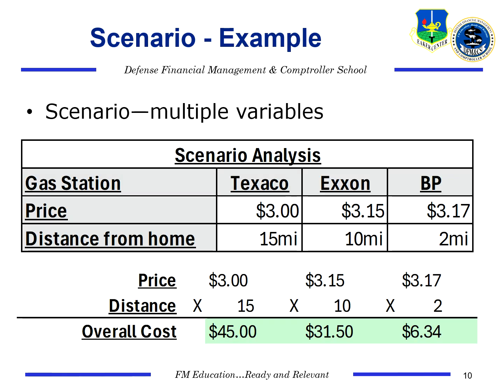So diving deeper into our gas scenario, we're going to add in distance from home. We've got 15 miles, 10 miles, and then 2 miles. So with BP being only 2 miles away, that's going to affect our decision because 2 miles is much better than 10 or 15. So when we calculate that all up together, we can see that BP is the best choice with these two variables.